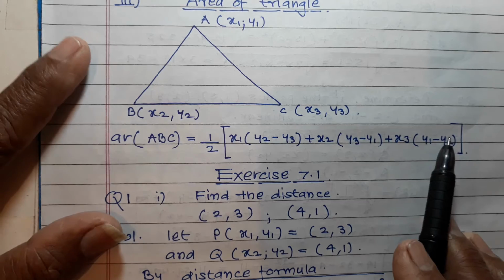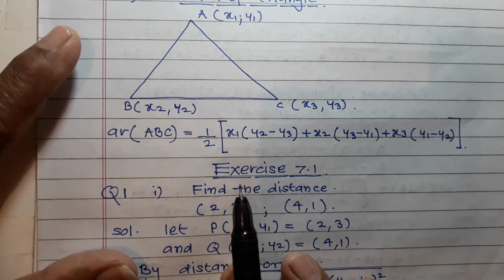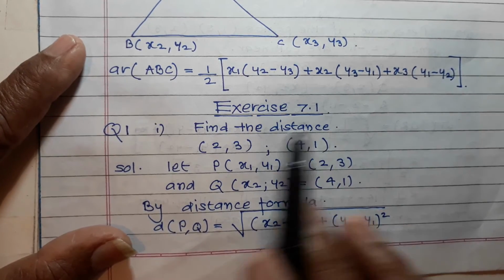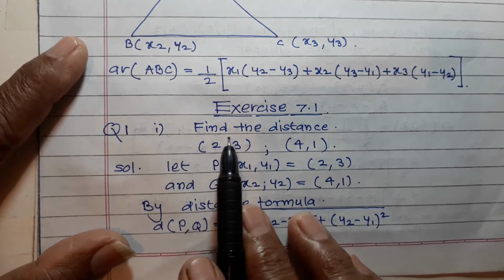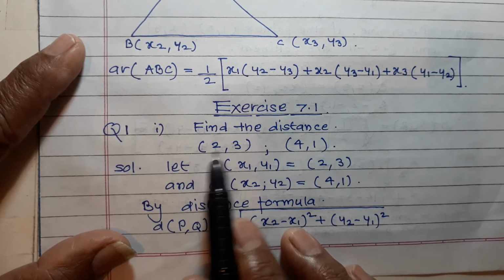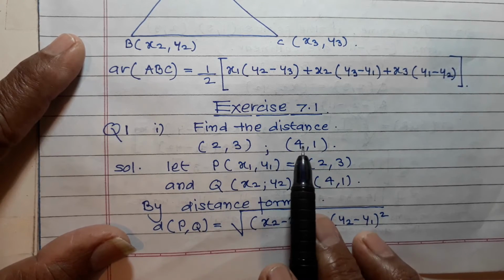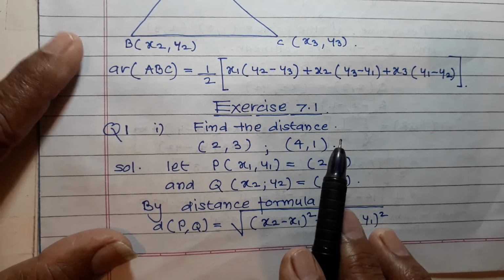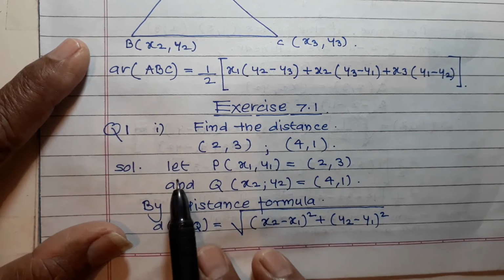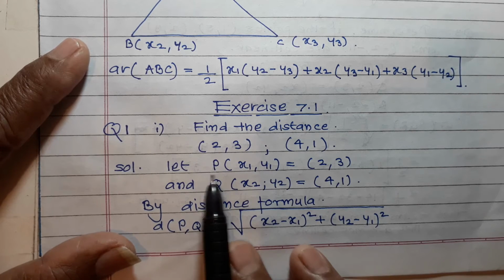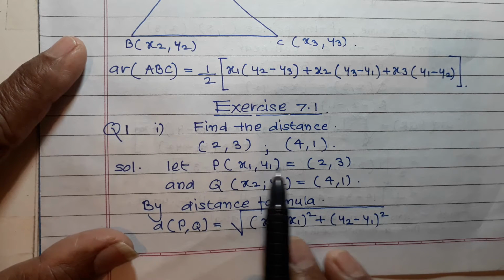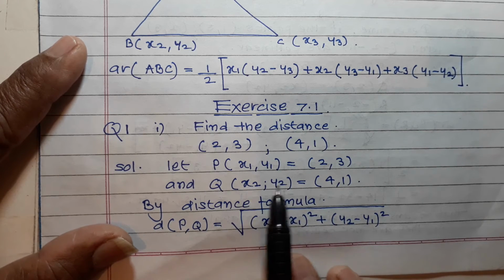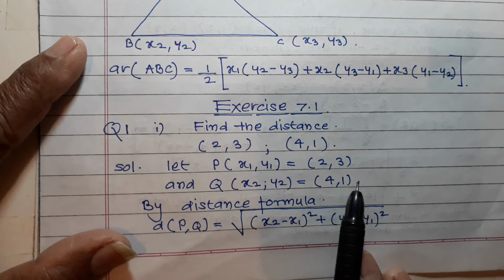Now, to understand all these formulas, I will take some examples from exercise 7.1. Question number 1. Find the distance between the points (2, 3) and (4, 1). These are 2 points given. Let P (x1, y1) be (2, 3) and Q (x2, y2) be (4, 1).